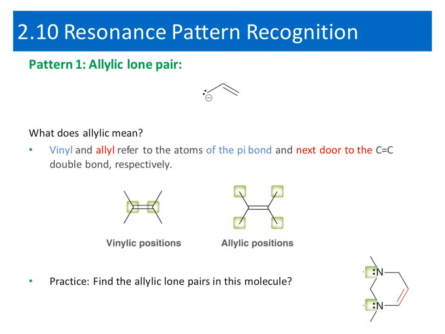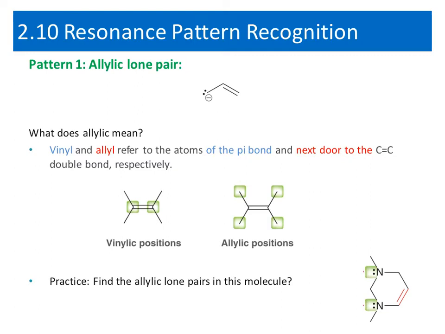The first pattern is allylic lone pair. I don't want you to know the name of these patterns that we are going to talk about. What I want you to know is to be able to recognize them by looking at the molecules and be able to draw appropriate resonance structures. So first, what does allylic mean?